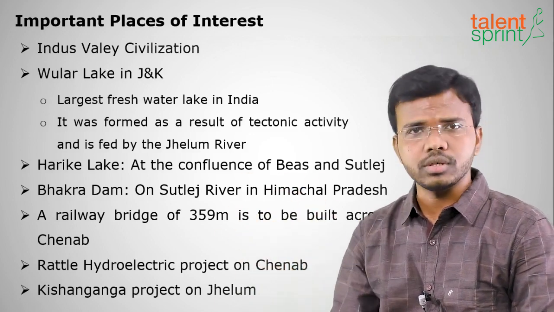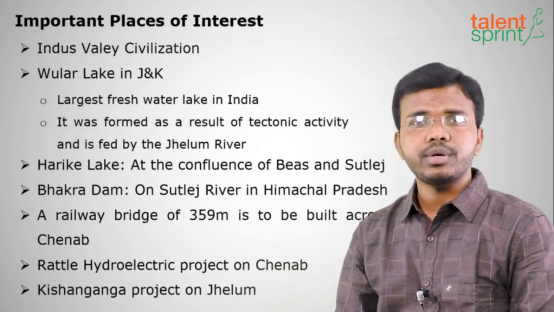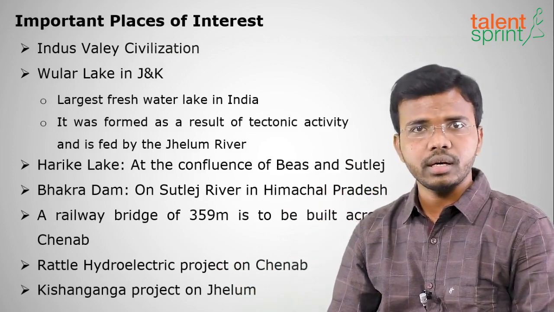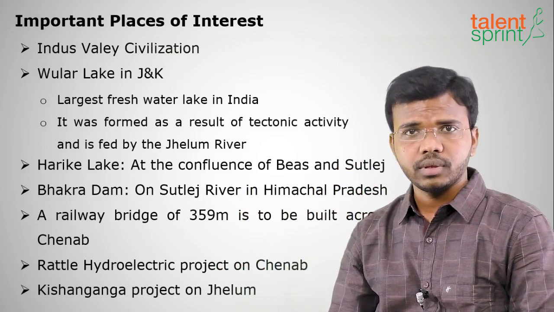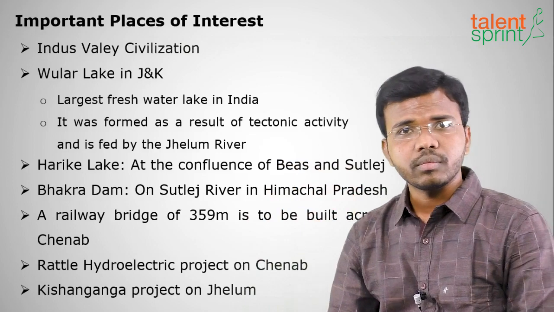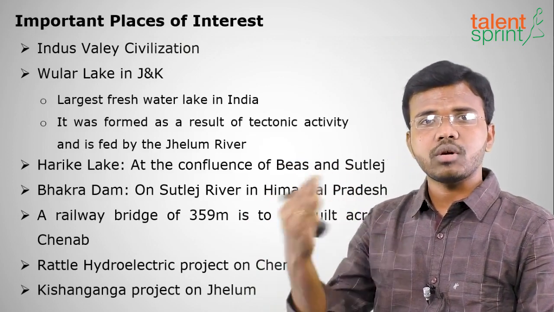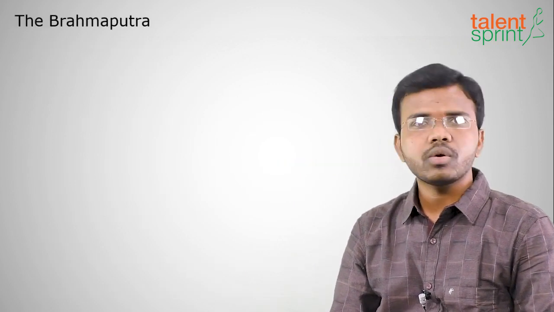And the Kishan Ganga project, very repeated in many questions. It is on the Jhelum River. It is a tributary of the Indus River. And the Indus Water Treaty was also signed between India and Pakistan in 1960. Right? Jhelum and Chenab rivers are to be used by Pakistan as per that treaty, and Ravi, Beas and Satluj waters can be used by India as per that treaty. So this is totally about the Indus River.